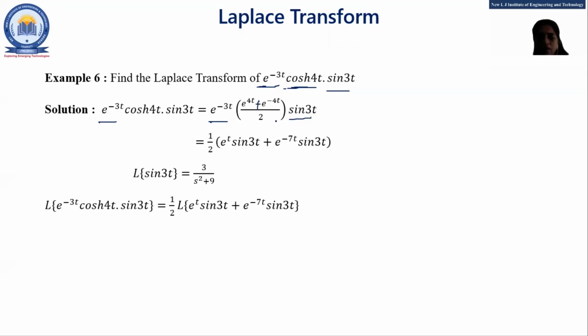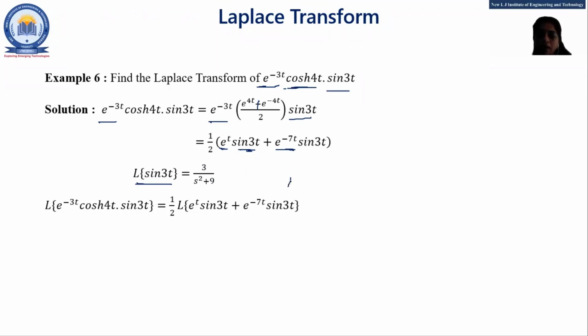So after simplification, 1/2 is common for all. e raised to minus 3t into e raised to 4t is just e raised to t into sin 3t, right? And for the second term, e raised to minus 3t and e raised to minus 4t, so e raised to minus 7t is there. Now we have two different terms. The function is the same, sin 3t, but the exponential term is different. So here we first find the Laplace of sin 3t. Laplace of sin 3t is what? 3 upon s square plus 9.